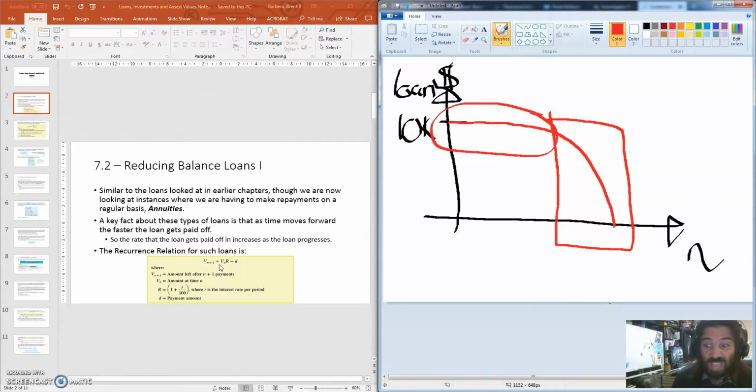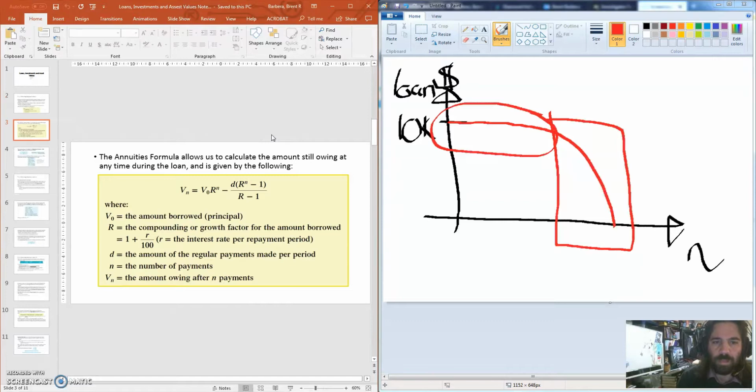What you have here is exactly the same as the reducing balance loan we saw earlier in chapter 6, though we have this added on part down the bottom, which is negative D. So we're subtracting just our payments. D just represents payments. How much are you actually paying off extra per week, per month, per day, or whatever the situation is asking of us.